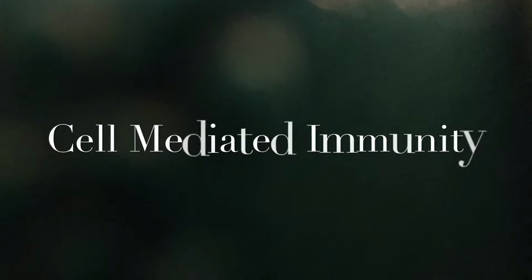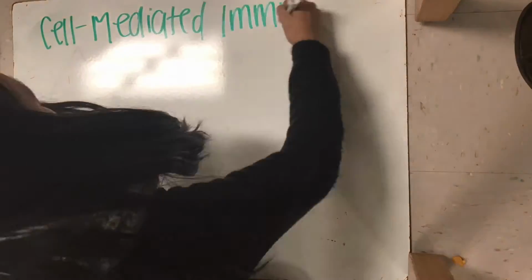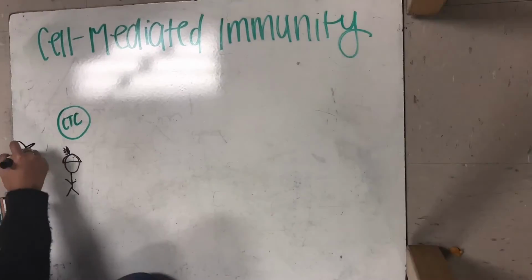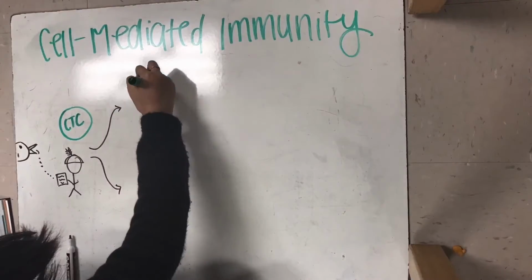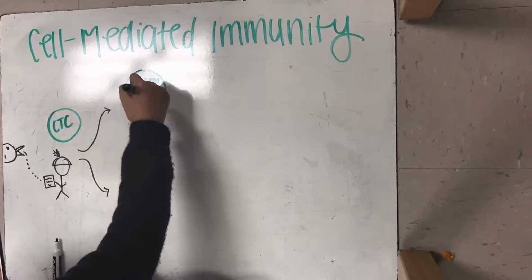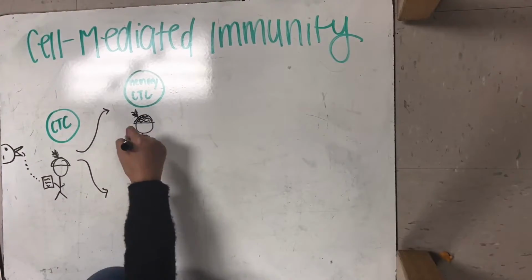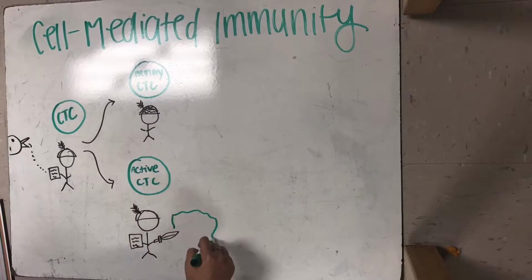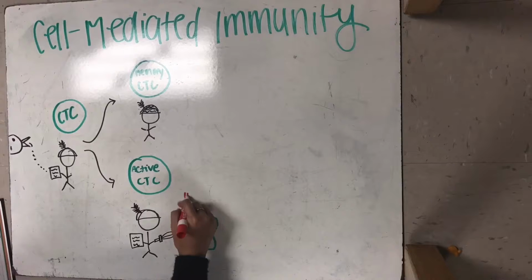So going into more detail about cell-mediated immunity, helper T cells act as a messenger bird that delivers the cytokine messages to activate cytotoxic T cells. This gives rise to memory cytotoxic T cells, which are the historians in our analogy, and active cytotoxic T cells, which are the army. Active cytotoxic T cells defend against infected cells, cancer, and transplanted tissue.